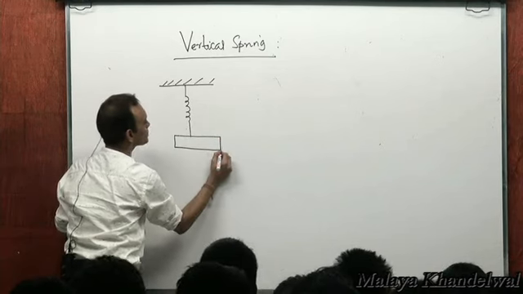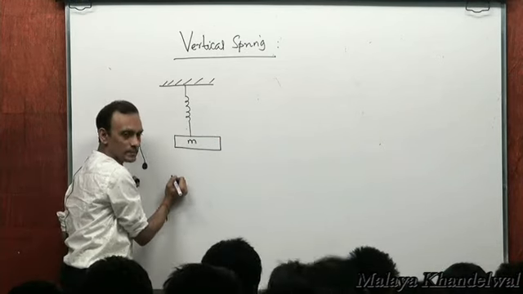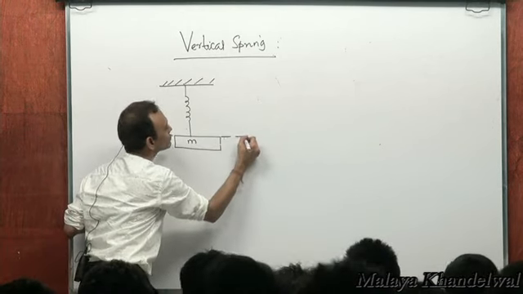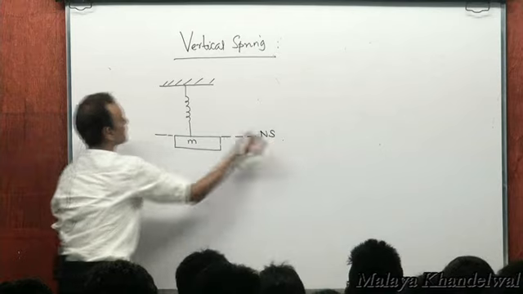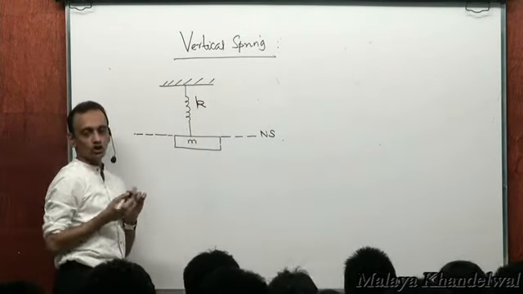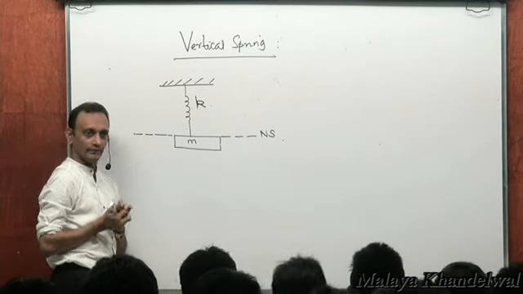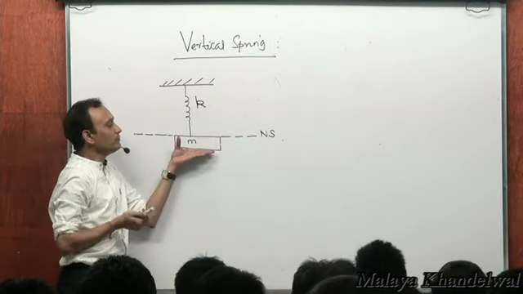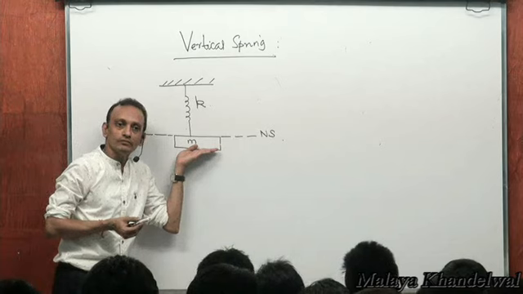This is a spring with a mass m attached to the end of the spring, and this is the natural state, or the unelongated state, of an ideal spring of force constant k. And I am holding on to this mass. I am giving it support.